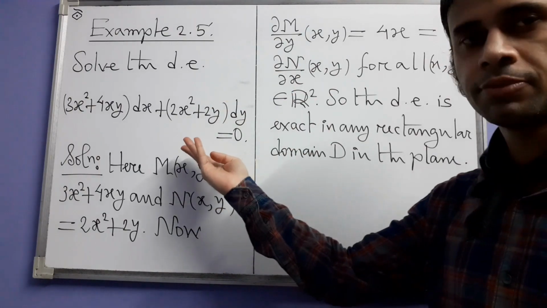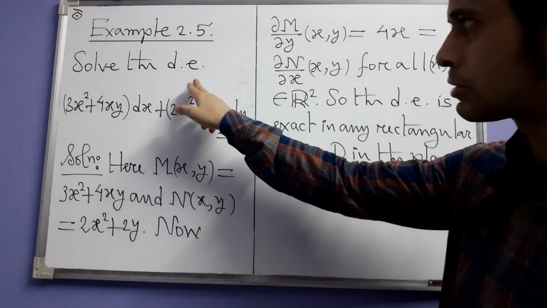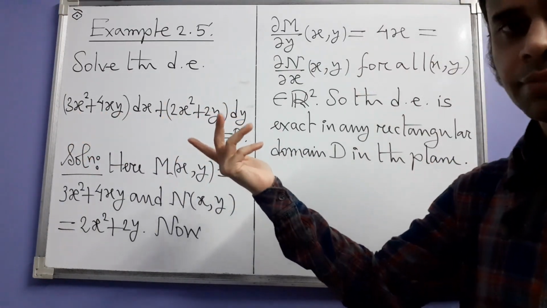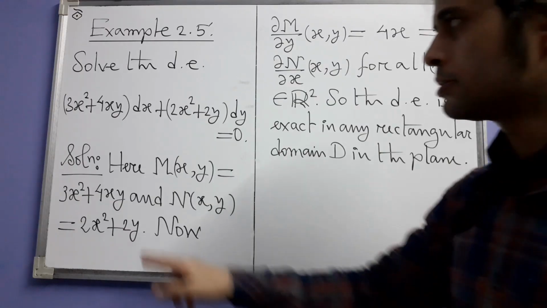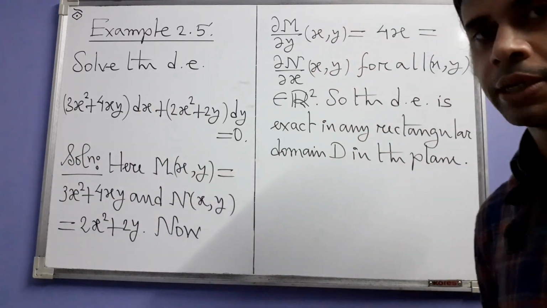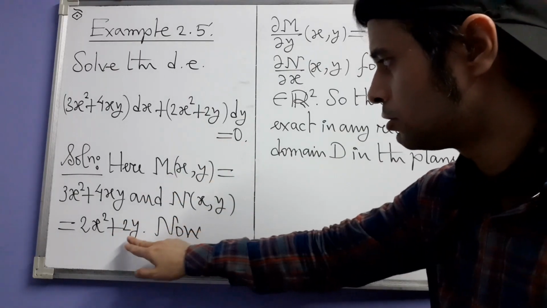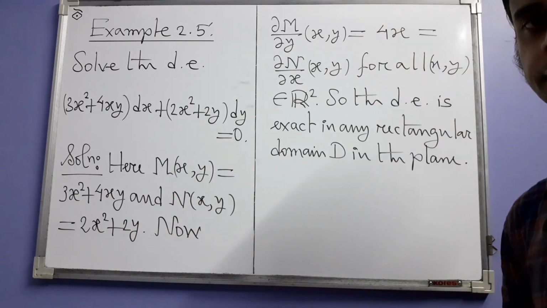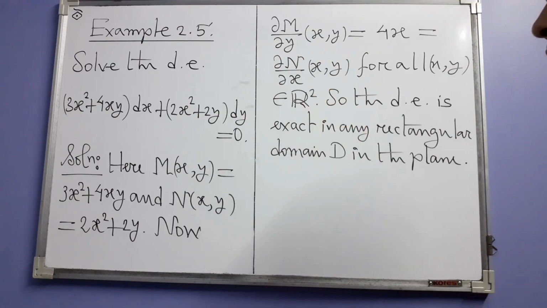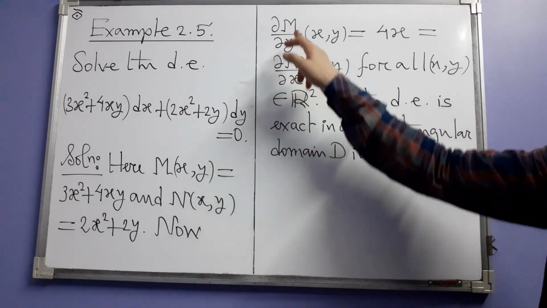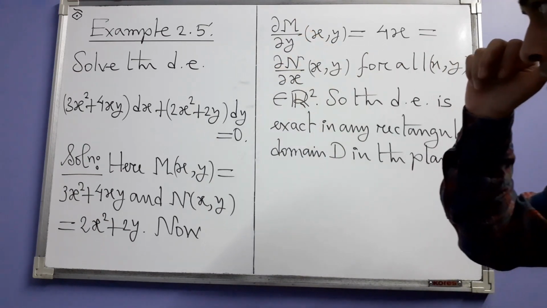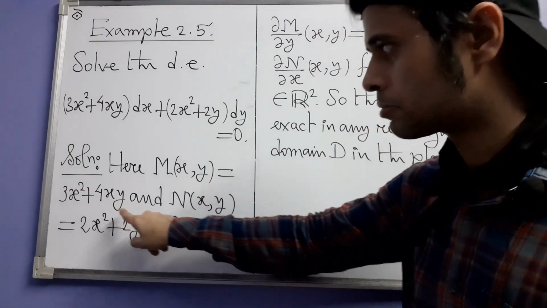It's in the form of a question. We have been asked to solve this differential equation. It's in that form, m dx plus n dy equal to 0. M is 3x square plus 4xy and n is 2x square plus 2y. Now naturally we go for the test for exactness. So we calculate the partial derivative of m with respect to y. So what will you get from this expression?